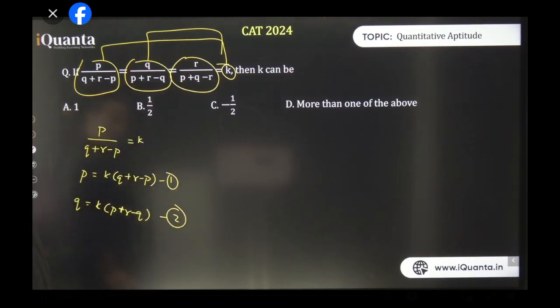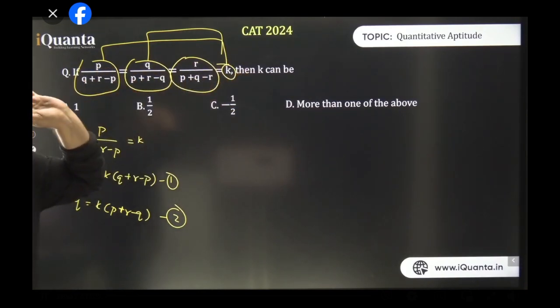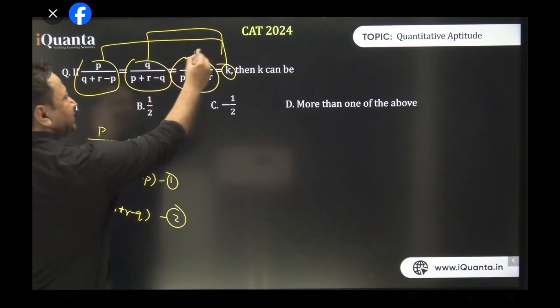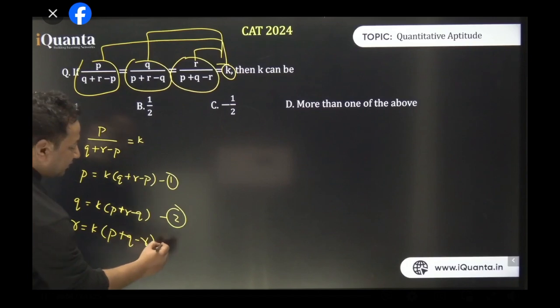From the second, is it clear? Just writing it like this. So I'm sending the denominator to the right hand side. It's getting multiplied. Cool. Let us equate these two. So the value of r will be equal to how much? k times p plus q minus r. Let this be equation number 3.